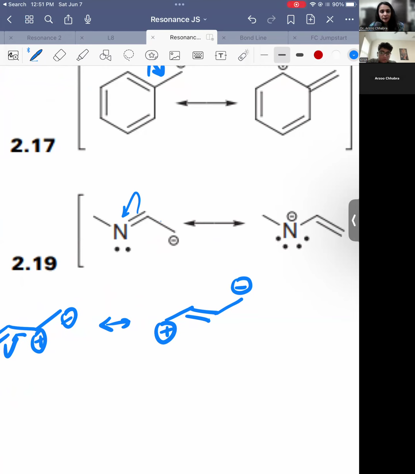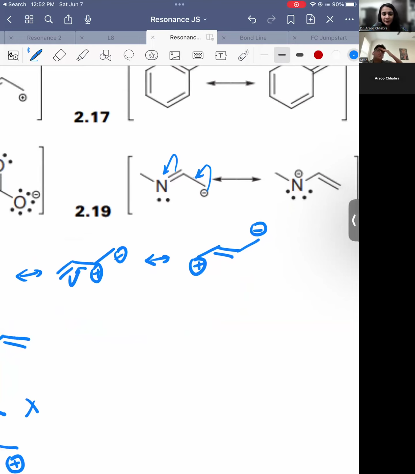Oh, the negative charge becomes a double bond, right? Yeah, exactly. The negative charge on that carbon will then just become a double bond. Yes, exactly. Oh, because the carbon has an extra lone pair. Yes, exactly. So we're moving the lone pair to make a bond.